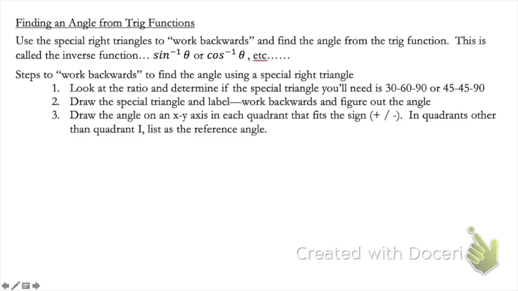For the last section of these notes, we're going to find the angle from a given trig function. So we're kind of working backwards here. We call these inverse trig functions. Before we actually just use those in a calculator, we want to understand how they work. So we're looking backwards. First, we're going to look at the ratio and determine if the special triangle is the 30-60 or the 45. We'll draw that triangle and label it, and then we're going to work backwards to find out what that angle measure is. And we will draw it on the x and y axis, or on a coordinate plane, and find the other angles if we need.